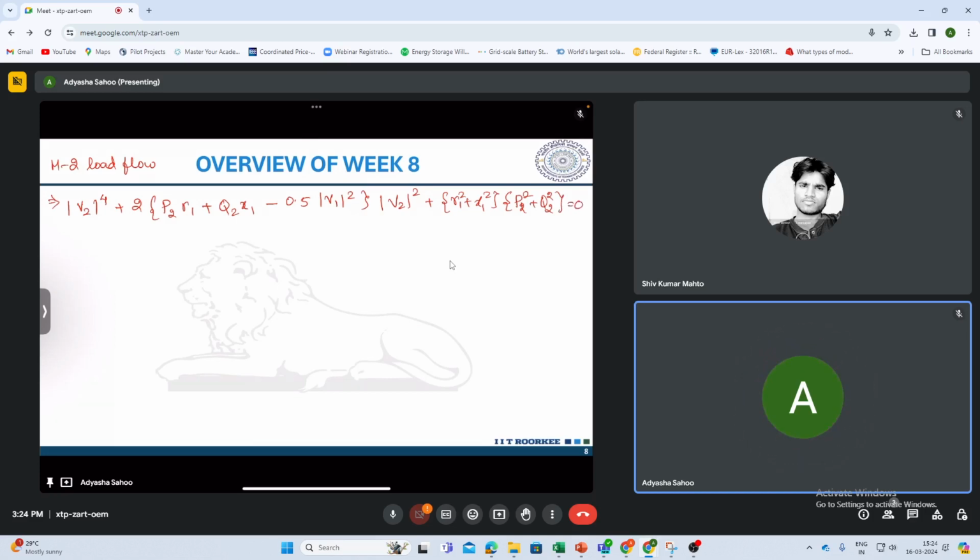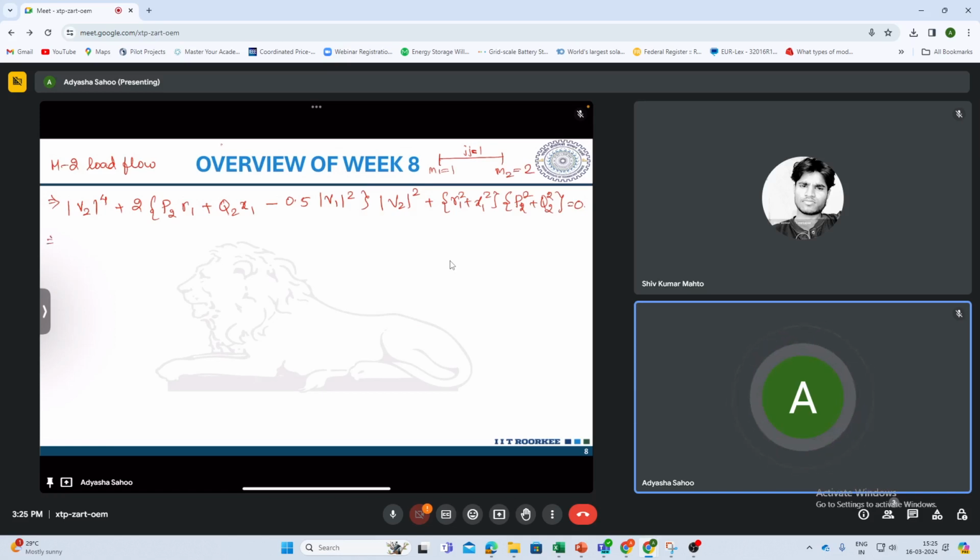So here, basically, we were considering a branch Jj whose sending end is M1 and receiving end is M2. So V2 is the receiving end, right? And R1, X1 are the resistance and reactance of this line 1. So for this example, your line is 1, the receiving end is node 2, and the sending end is node 1. So considering these values, we have written this equation.